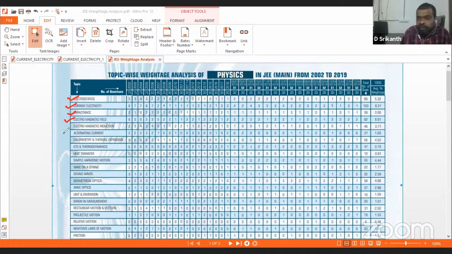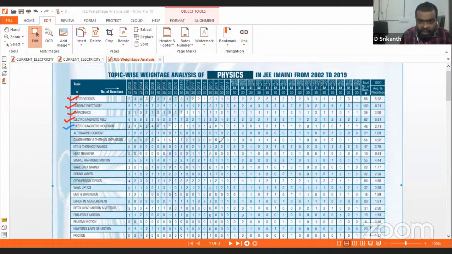This is the first round. Red mark, whatever I marked, is the most priority 1. In priority 2, we have electromagnetic induction. More or less, every time they are asking a minimum of 1. Sometimes, 5 times they didn't ask. And we can give importance to alternating current at the end.